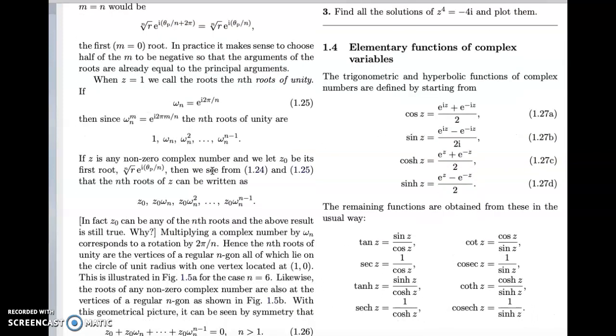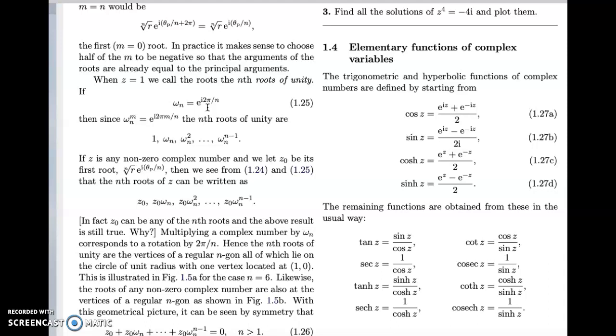Special case, when z equals 1, we call the roots the nth roots of unity. So unity just means 1. And we tend to denote the nth roots of unity by the symbol omega sub n. It's not universal, but it's quite common notation. So omega sub n is simply e to the i 2 pi divided by n. Obviously e to the i 2 pi is just the number 1. And to get the nth roots, you simply divide that by n.